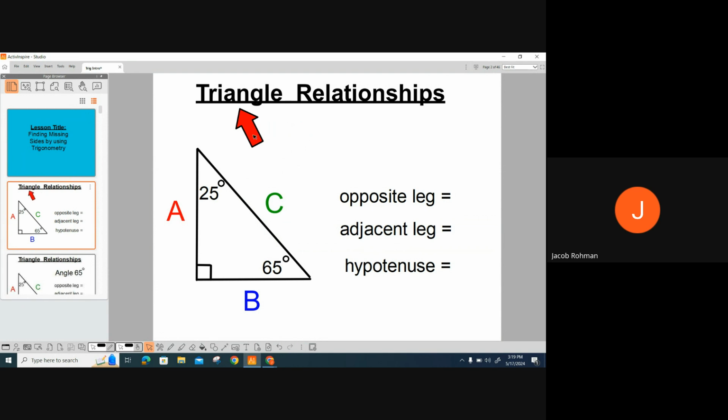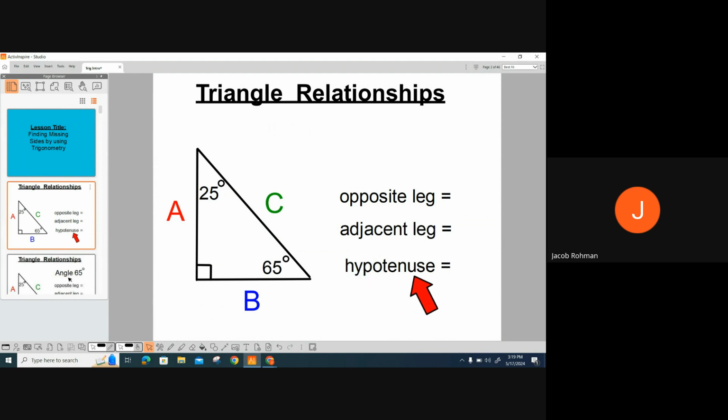And so we see that we have this triangle. It's a right triangle because we know this is a 90-degree angle here. And we have an interior angle of 25 degrees and 65 degrees. So depending on where we were standing in this triangle, we would have a different perspective of what the opposite leg of the triangle is, the adjacent leg, and what the hypotenuse is.